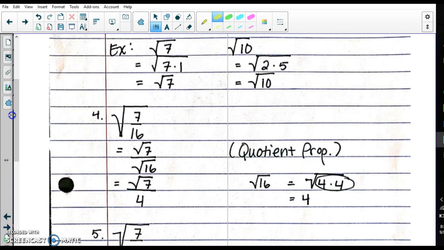Next we have another example where we have the square root of a fraction, square root of 7 over 16. So using the quotient property, we're going to break this up into the square root of 7 over the square root of 16. And then that allows you to take the root of each number separately. So the square root of 16 becomes 4. And then your final answer is just the square root of 7 over 4.